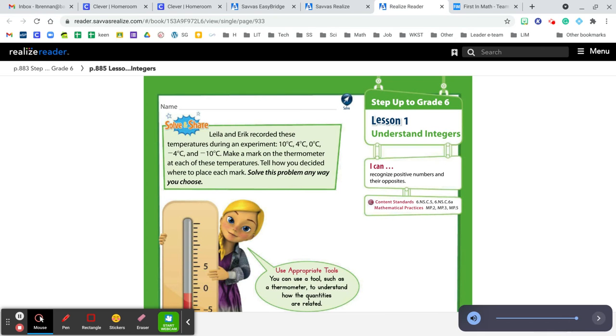All right, today we're going to do topic 17, lesson 1, step up to 6th grade, understanding integers. And you already actually do use integers when you're measuring temperature. So we're going to start off with measuring temperature.